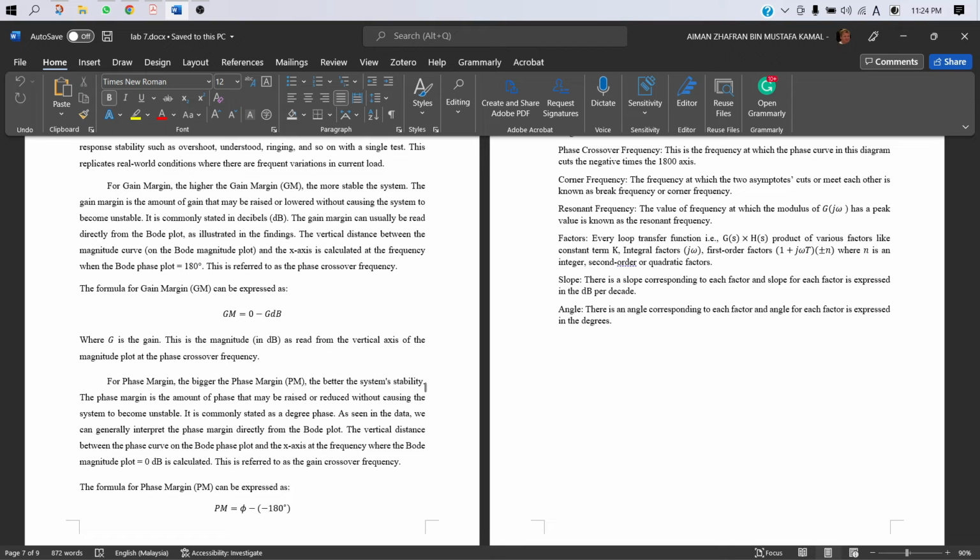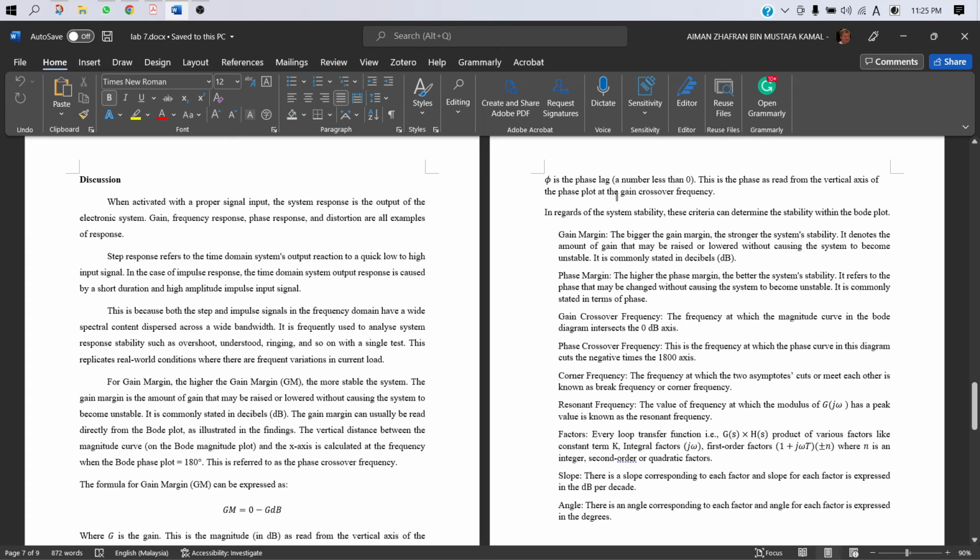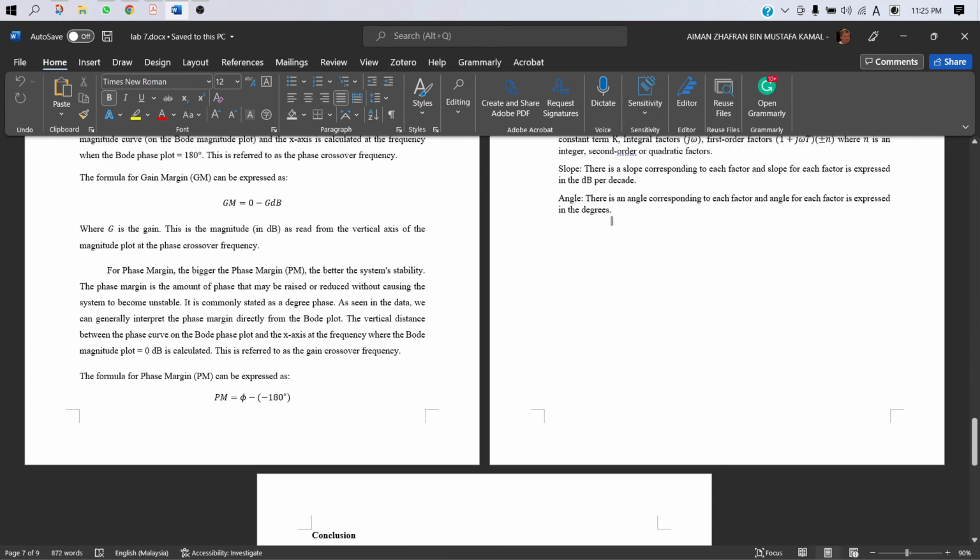degree of phase. As in the result, we can generally interpret the phase margin directly from the Bode plot. The vertical distance between the phase curve on the Bode phase plot and the x-axis at the frequency where the Bode magnitude plot is equal to 0 decibel is calculated. This is referred to as the gain crossover frequency. The formula for phase margin can be expressed as PM equals phase minus negative 180 degrees. The phase is the phase lag, a number less than 0. This is the phase as read from the vertical axis of the phase plot at the gain crossover frequency.